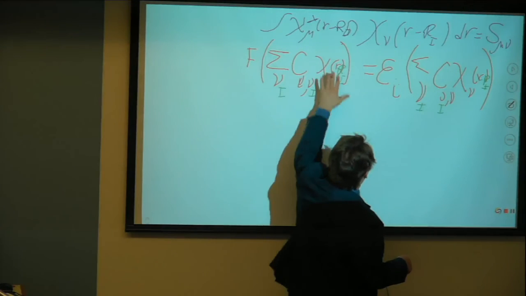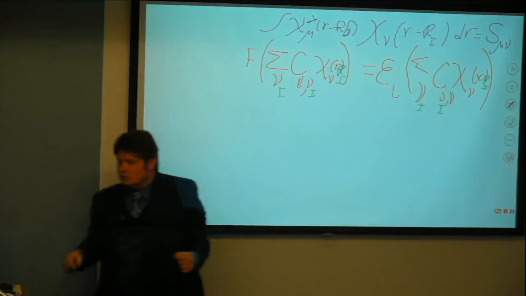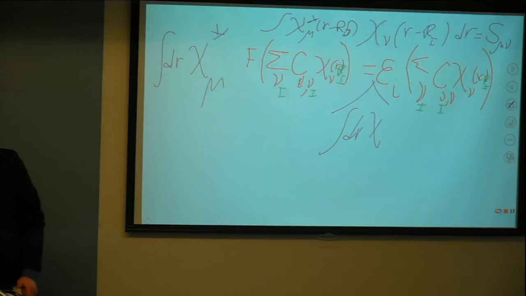We already have one wave function here and there, but we are missing another one. So in order to practice this idea, we need to write here integral dr chi nu star. And here we also need to put integral dr chi nu star. Okay? It's not forbidden to multiply both parts of the equation by the same thing.